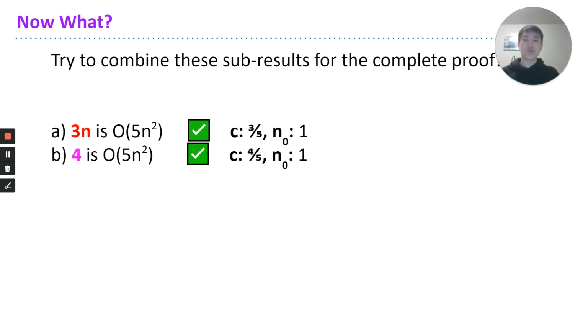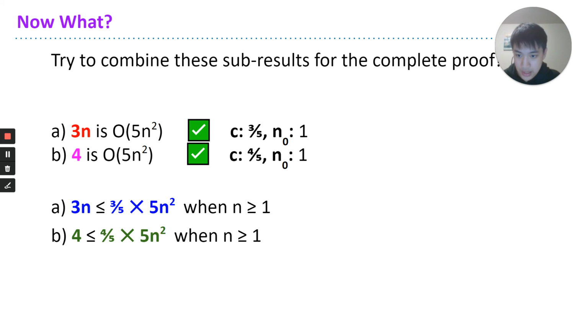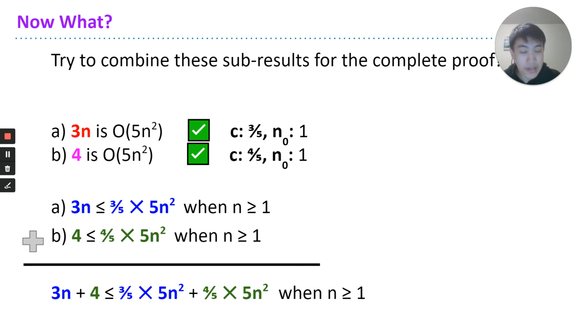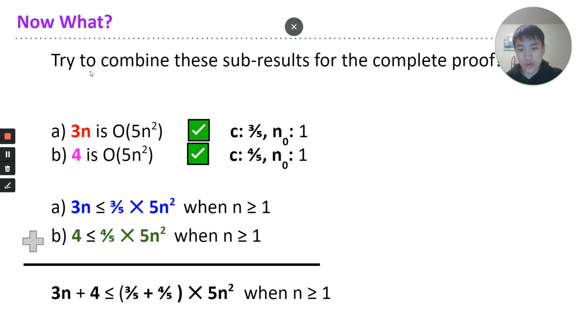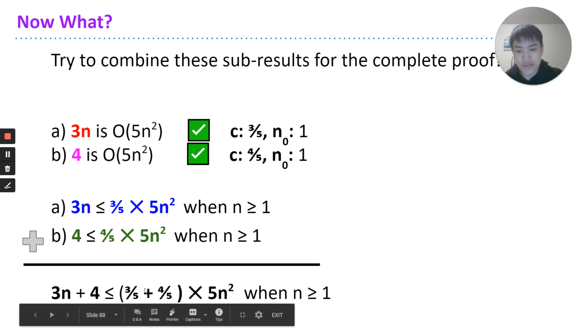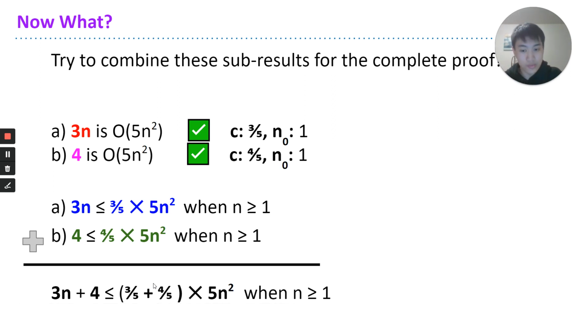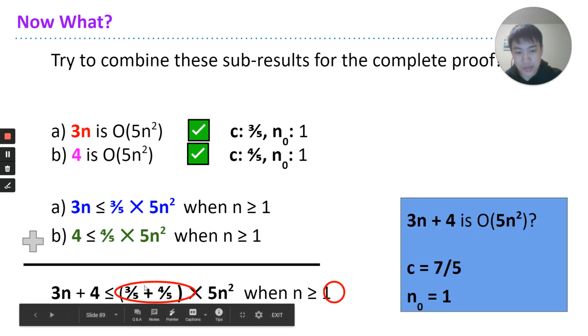So here's what we can do now. We're going to combine the sub-results for our complete proof that 3n plus 4 is in big O of 5n squared. How we're going to do it is we're going to add the inequalities. So on the left side now we get 3n plus 4 is less than or equal to 3 over 5 times 5n squared plus 4 over 5 times 5n squared when n is more than or equal to 1. We're just adding up these two subproblems. We can see that 3 over 5 and 4 over 5 become constants that group around. And if we add this up, it becomes 7 over 5.